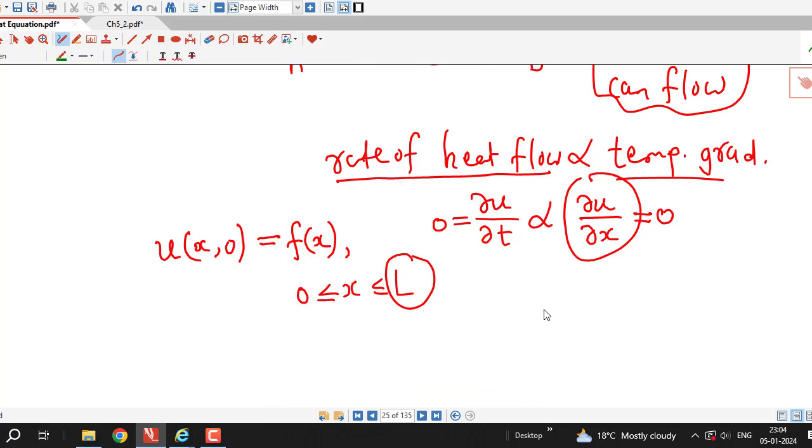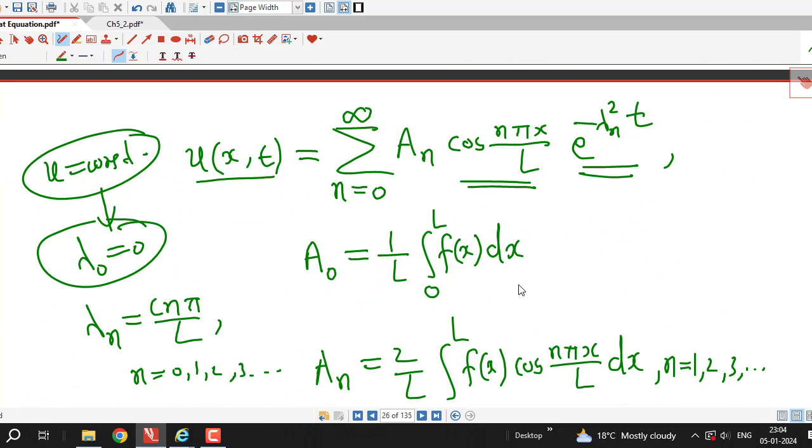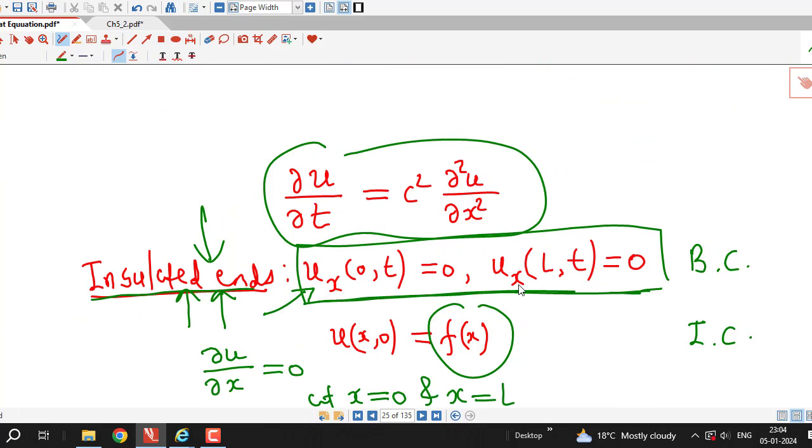So this is all about this session. In upcoming lectures we will discuss the problems based on this second case of insulated ends.